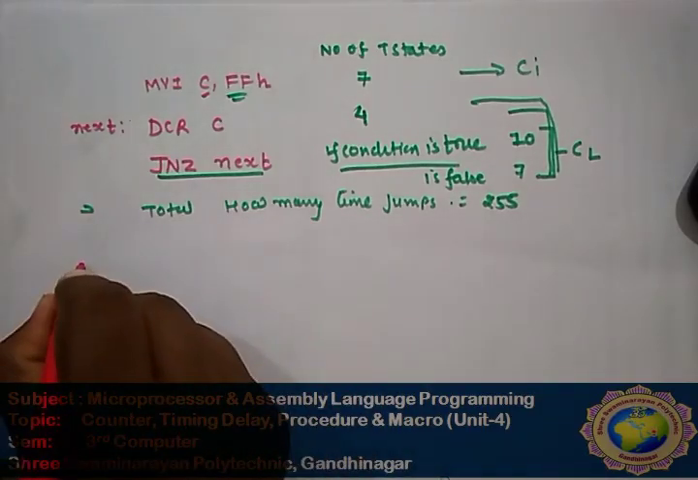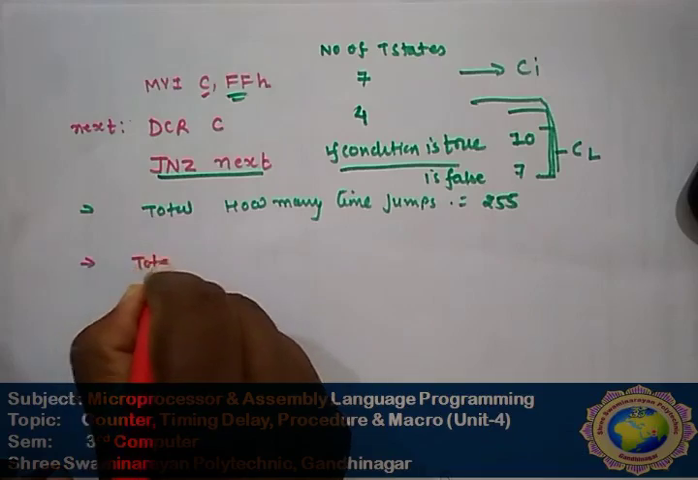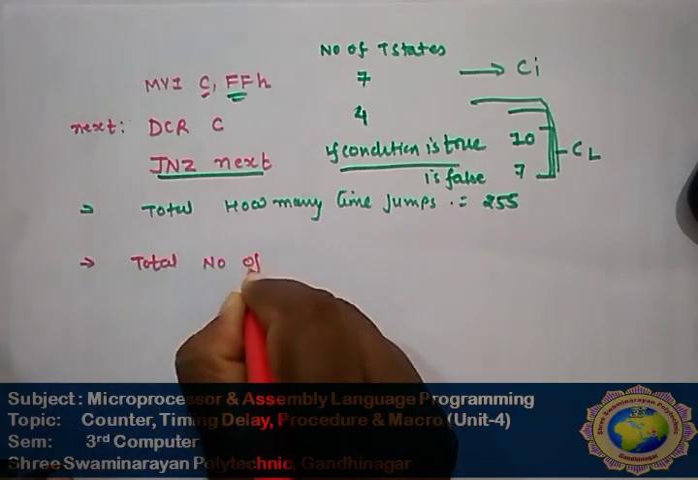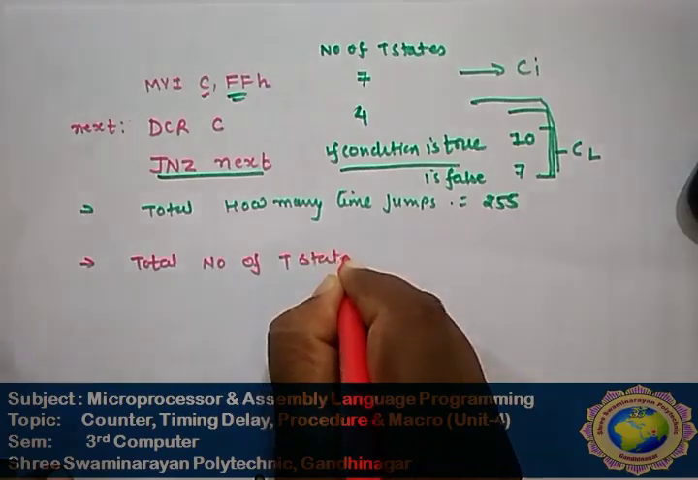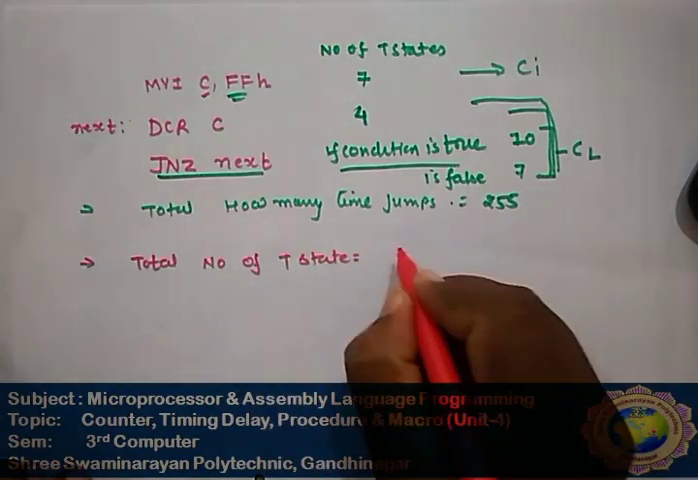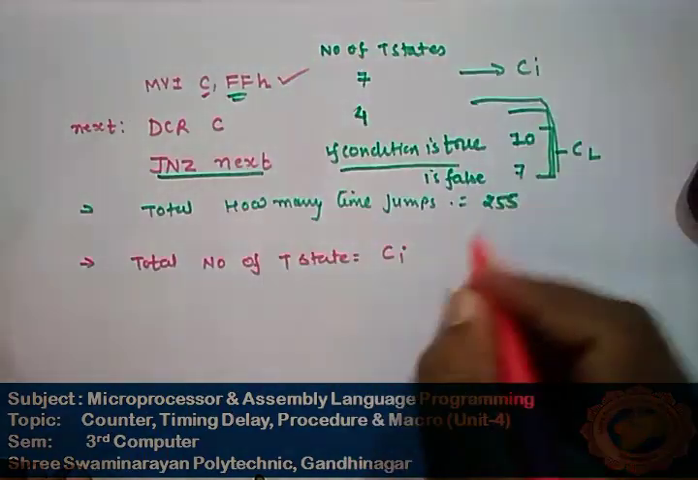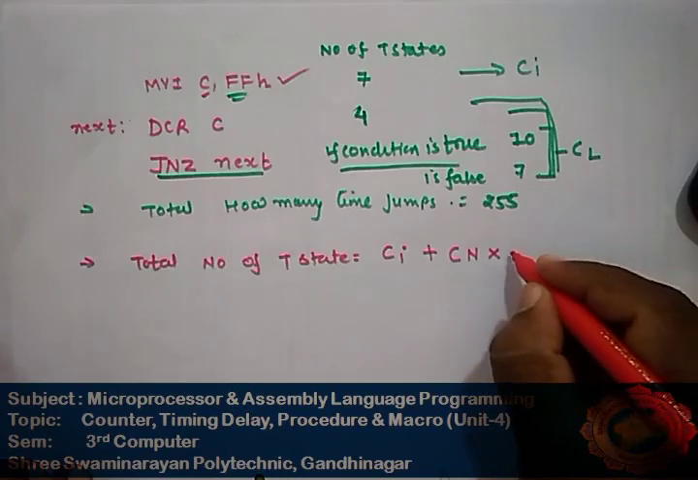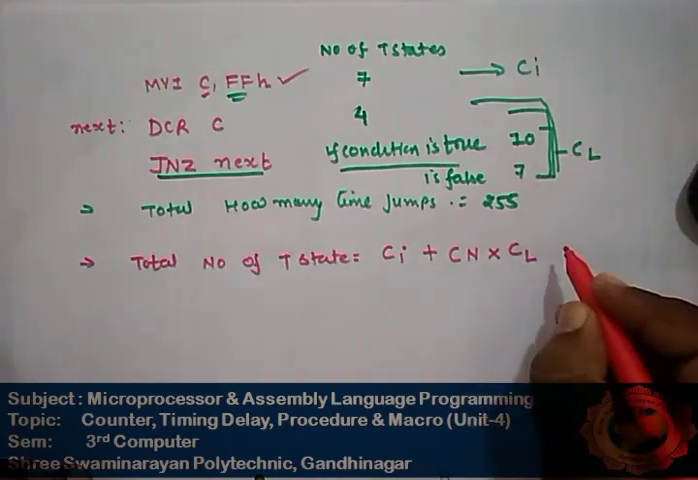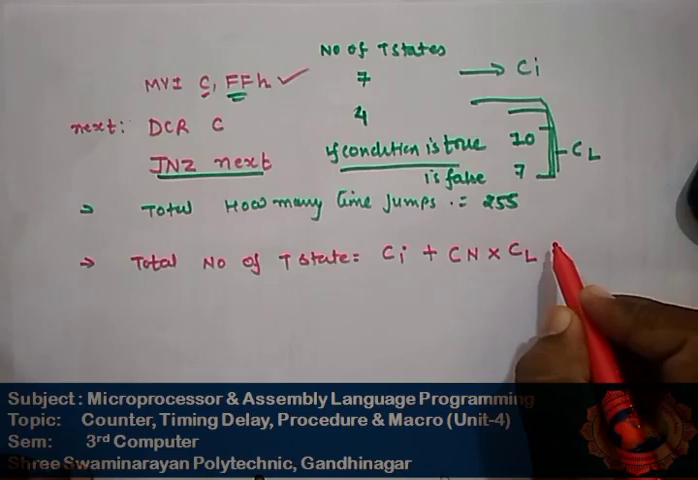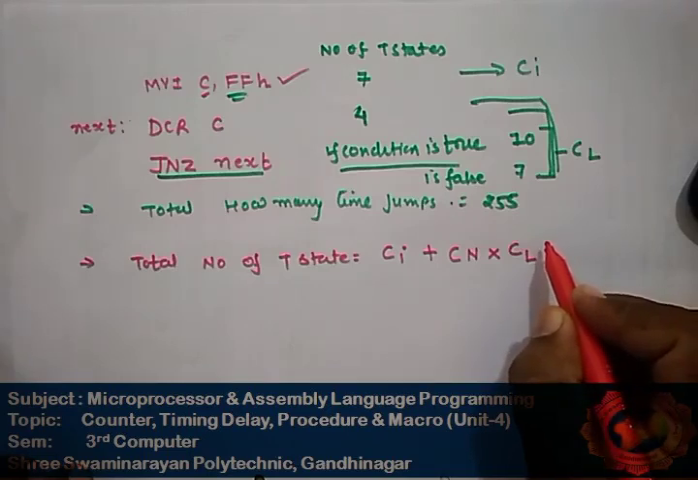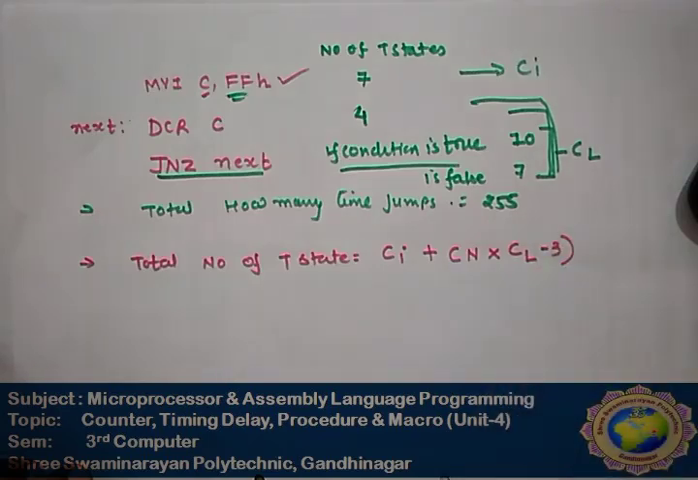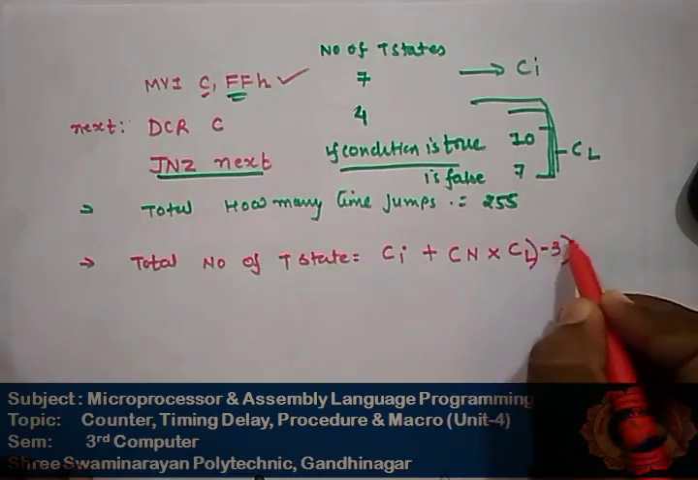the requirement of the total number of T states: total number of T states is equal to CI, meaning initial count, plus n cross CL, minus 3. Okay, so this much is required: CL minus 3.